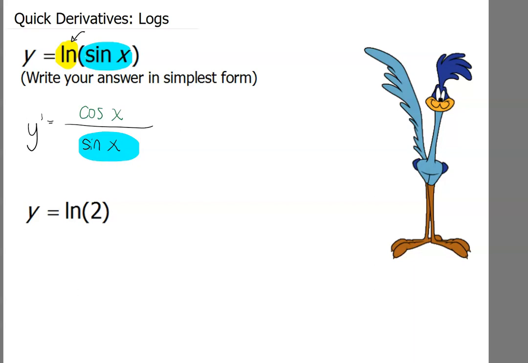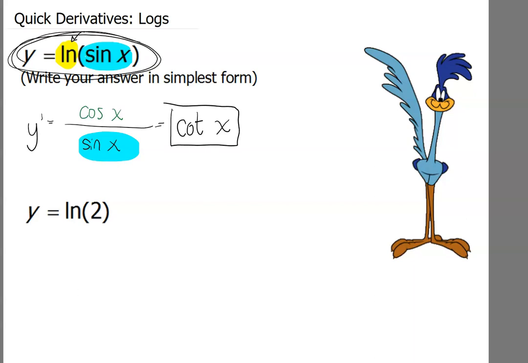This question asked me to answer in simplest form, just to show something that to me seems awfully surprising. This seems like a really weird and kind of randomly put together function, but its derivative is actually something we're quite familiar with, just a cotangent function.